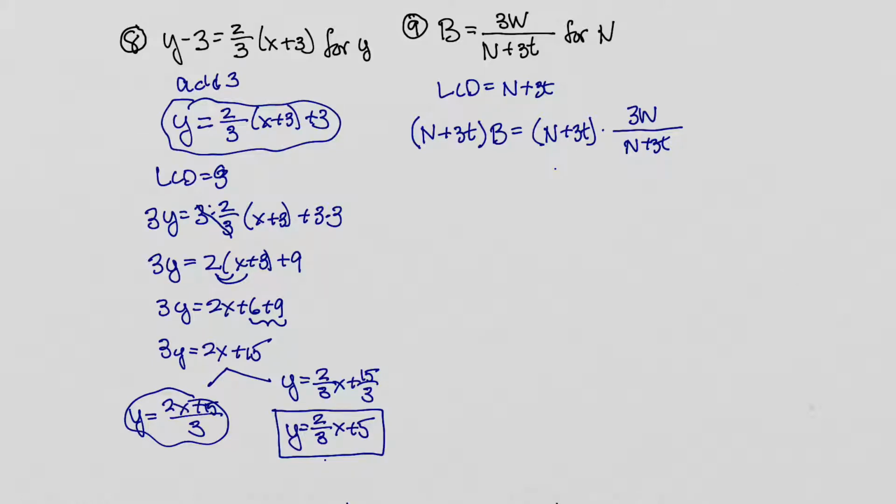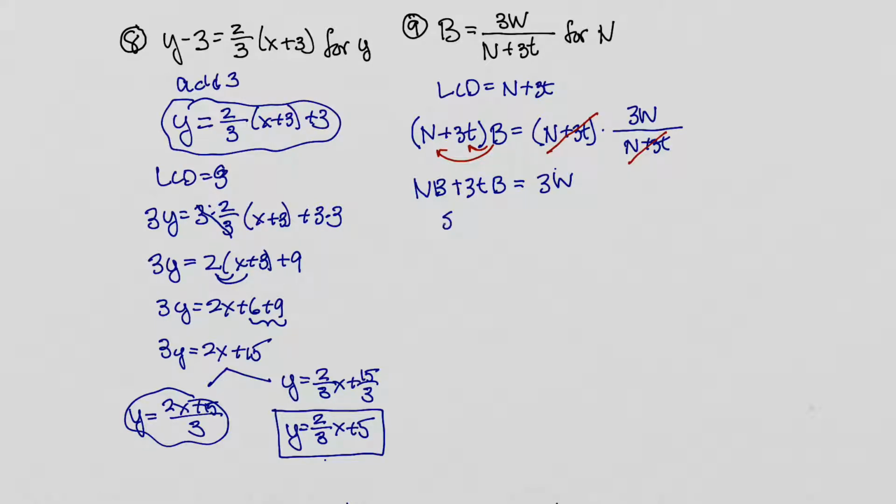We will get, right, so I'm going to multiply by the b here and the b here, getting nb plus 3tb equals, but on the right side, this n plus 3t cancels with that one, and we are left with 3w. Now, we're trying to solve this for n right here. So let's eliminate this term, and then we'll divide by the b.